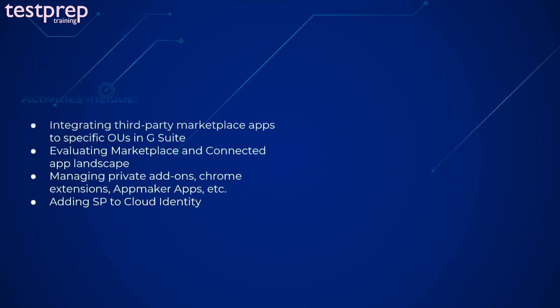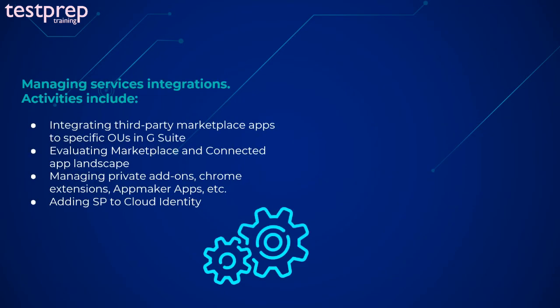Number 3, managing services integrations. Activities include 1. Integrating third-party marketplace apps to specific OUs in G Suite. 2. Evaluating marketplace and connected app landscape. 3. Managing private add-ons, Chrome extensions, AppMaker apps, etc. 4. Adding SP to cloud identity.